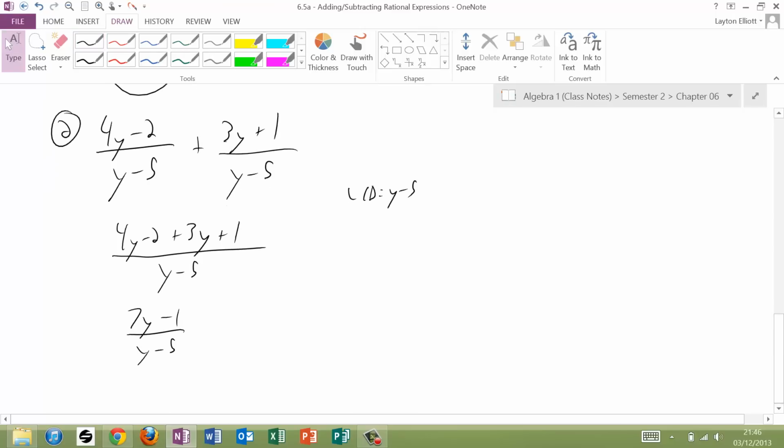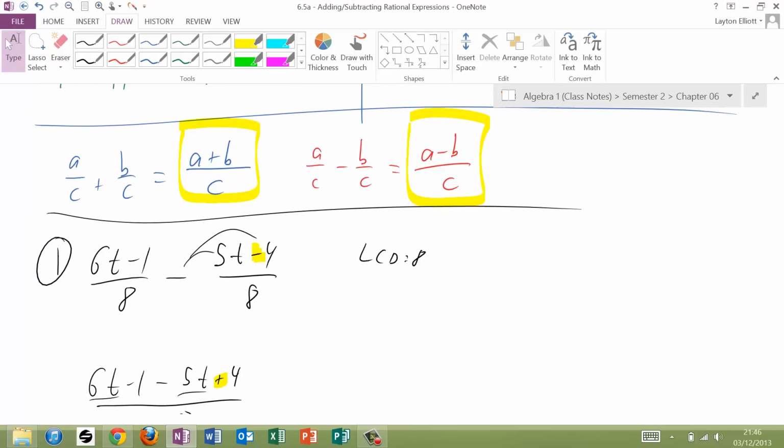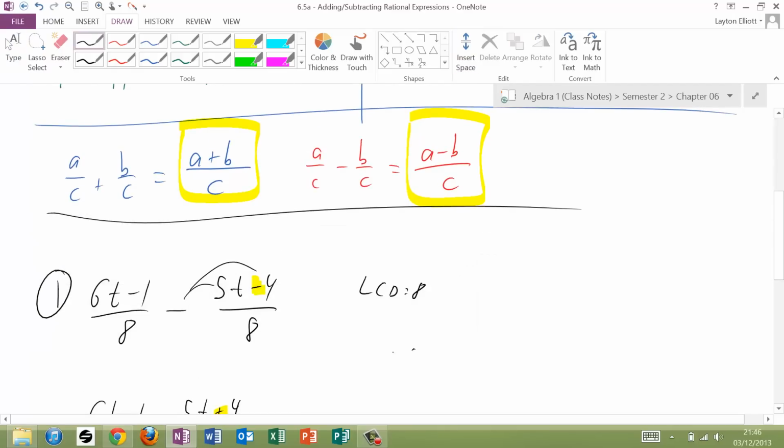You may have noticed that we're not saying anything about restrictions here. That's because if I go back up, I can do a little inserting and put directions in, which is going to be simplify and assume no denominator equals 0.